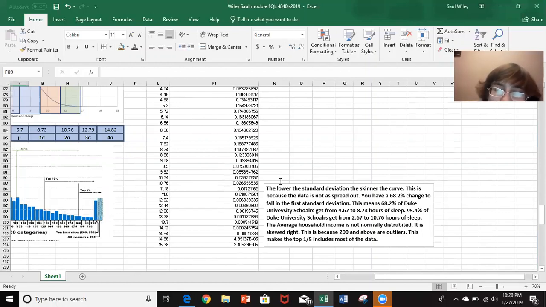The average household income is not normally distributed. It is skewed right. This is because 200 and above are outliers. This makes the top 1/5 include most of the data.